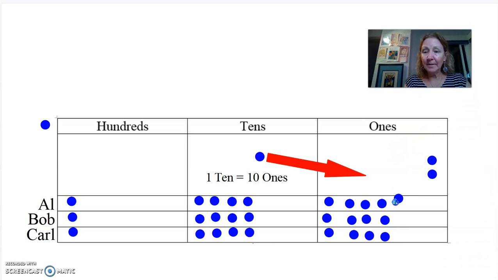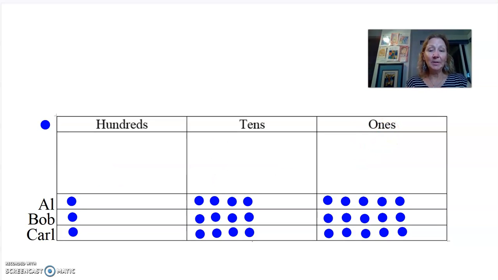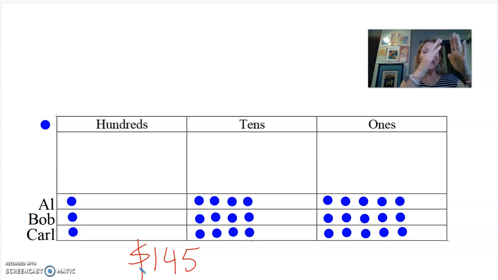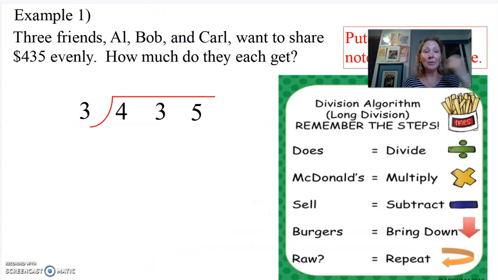All right, so here we go. How much do they have? I count, right? Each of them has 100. They each have 4 of the 10s, and they each have 5 of the 1s. It looks like a 145. So they each have $145. That's what we do when we divide. We're creating a fair share by regrouping the 100s into 10s and the 10s into 1s, whatever place value I'm looking at.